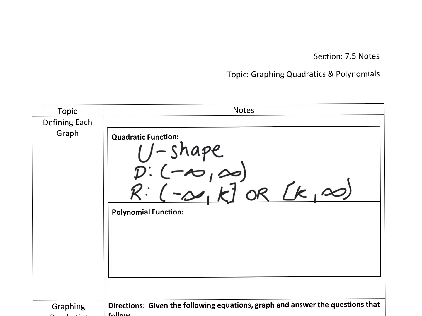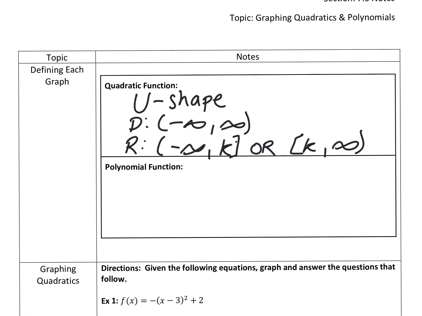Okay. Again, that should be really straightforward. Those should be really easy for us by now. Those don't have asymptotes, right? They don't have holes. Okay, so don't let that confuse you. Then we have what we call polynomial functions. We just briefly talked about this in our warm-up.